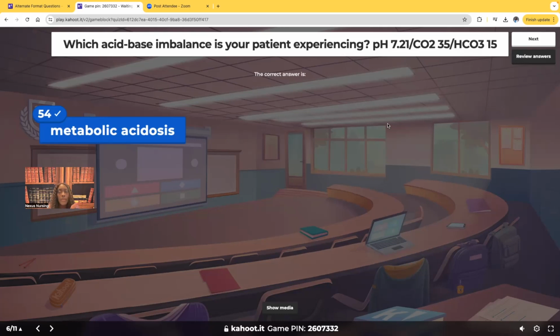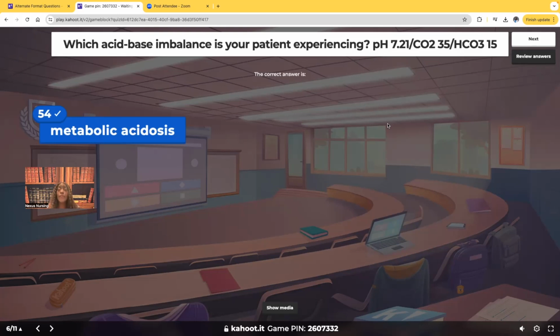The name of the game is your pH. Everything that your lungs do, CO2, everything that your kidneys do, HCO3, is to get your pH within the normal parameters of 7.35 to 7.45. If you ever get a question asking if your patient's fully compensated, and the pH is between these two, the patient's fully compensated. That is the name of the game.